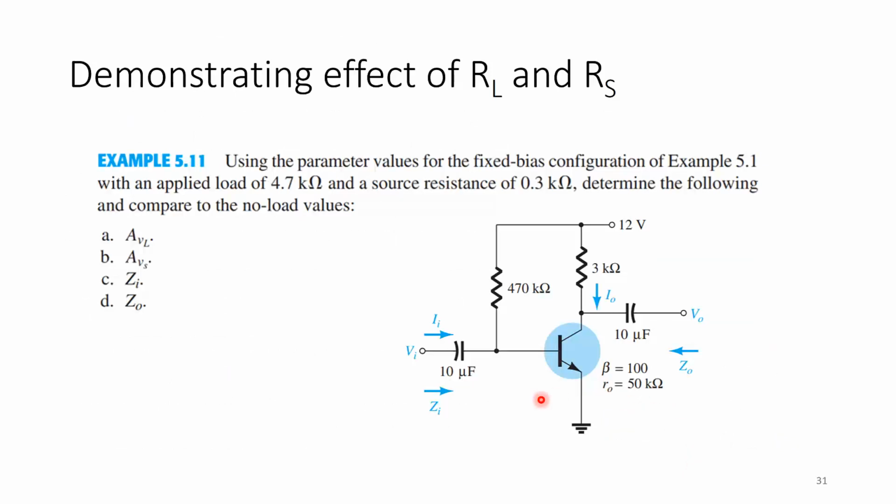So, demonstrating the effect of RL and RS, we're going to do an example. We're going to take an example of a fixed bias configuration that we did earlier, when we did fixed bias AC. But now we're going to connect it with an applied load of 4.7 kilo ohms and a source resistance of 0.3 kilo ohms, and we want to determine the following values compared to the no load values. First, the voltage gain just with the load, and then the voltage gain with load and source, and we're going to have a look at the input impedance and output impedance.